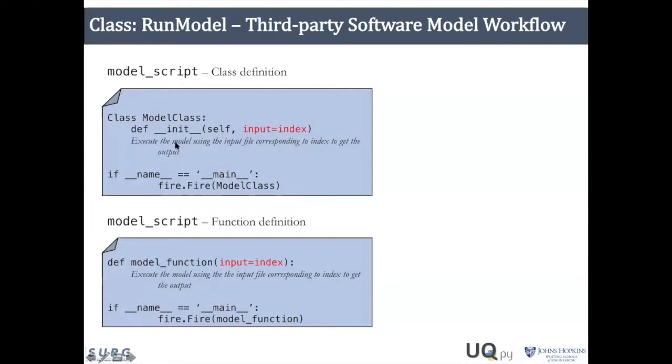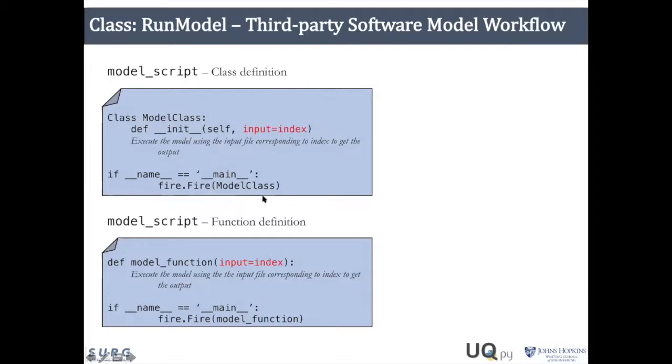And then it executes the model corresponding to that index to get one output. Now, in this case, the output is not something which is saved within the model class, but it is something which has to be accessible to the model script through the output script. So there is an additional output script which will take the model outputs and return the QoI back to RunModel. So there is no need to save the quantity of interest within the class or to return it within the function.